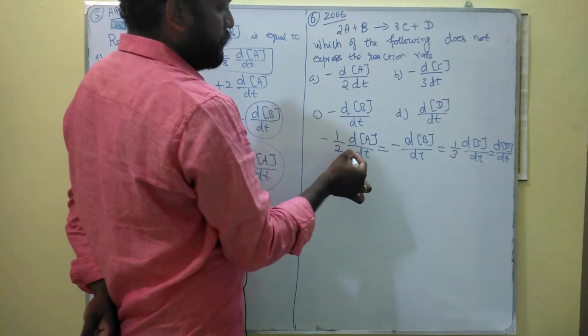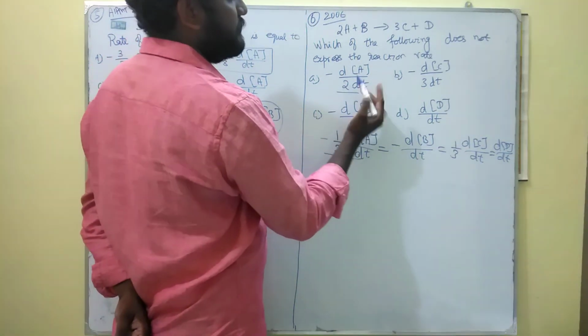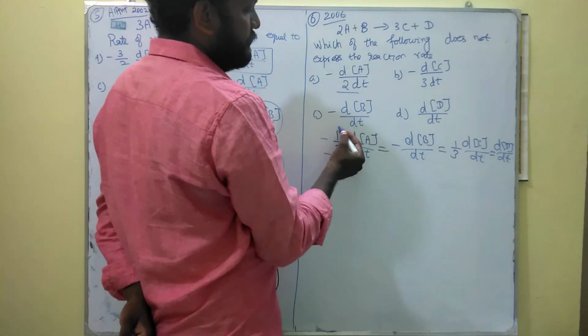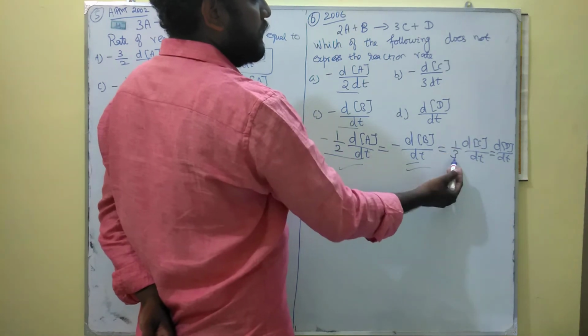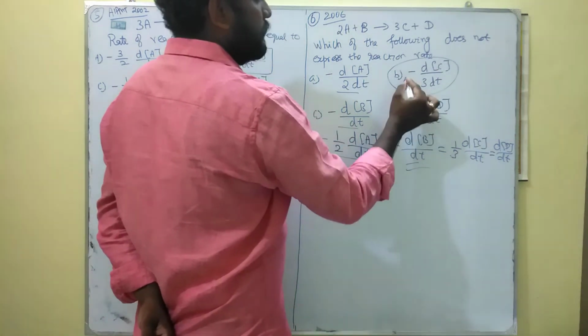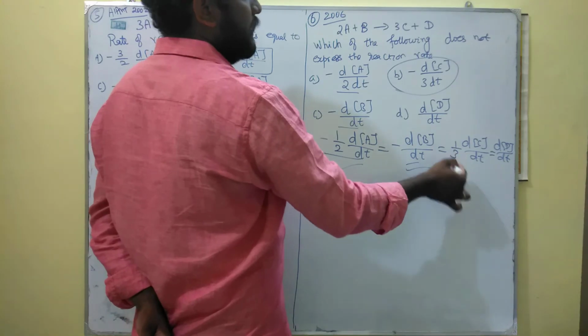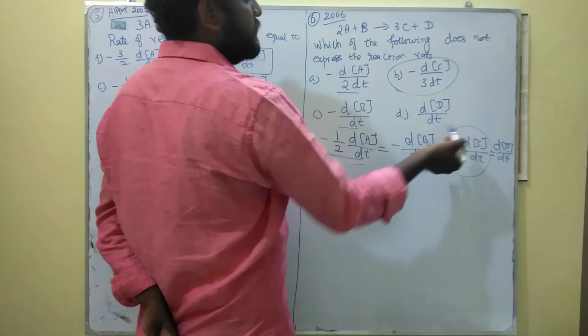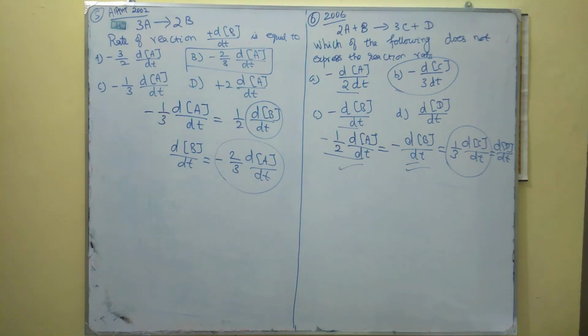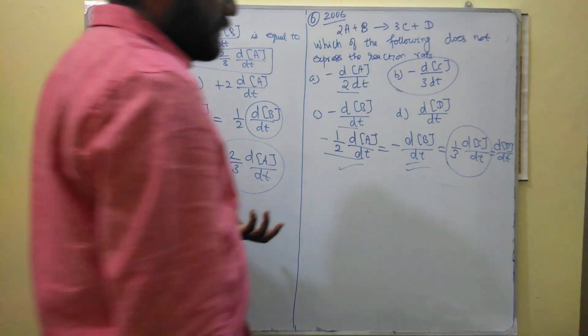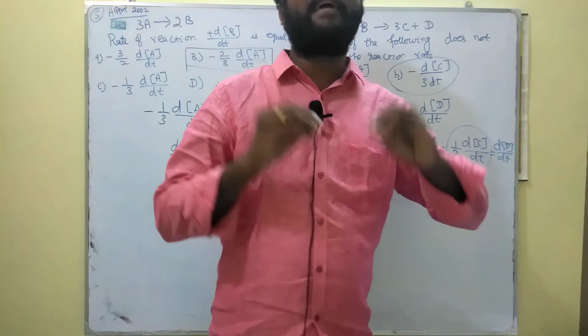For A, minus 1 by 2 d[A]/dt is correct. For B it is also correct. For C it should be plus 1 by 3, but here they give a minus value, so this is wrong. d[D]/dt is given correctly. These types of questions are possible in rate of chemical reaction. Very simple and easy questions, very basic things are here.